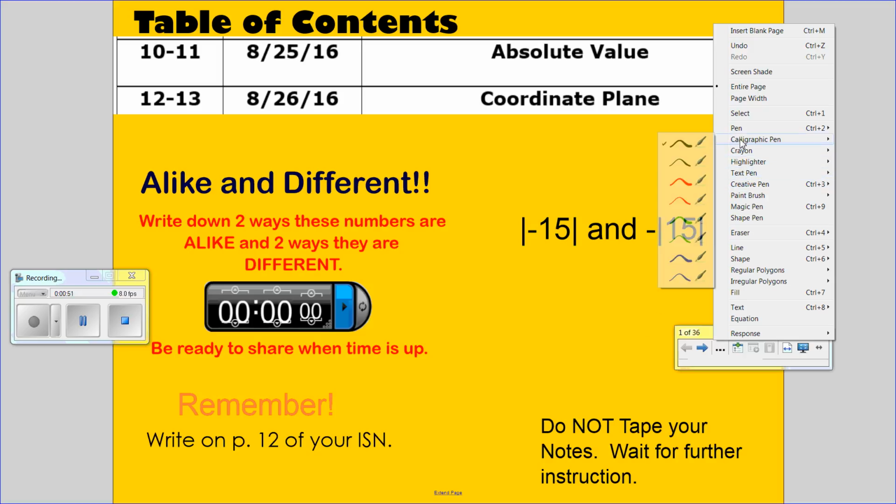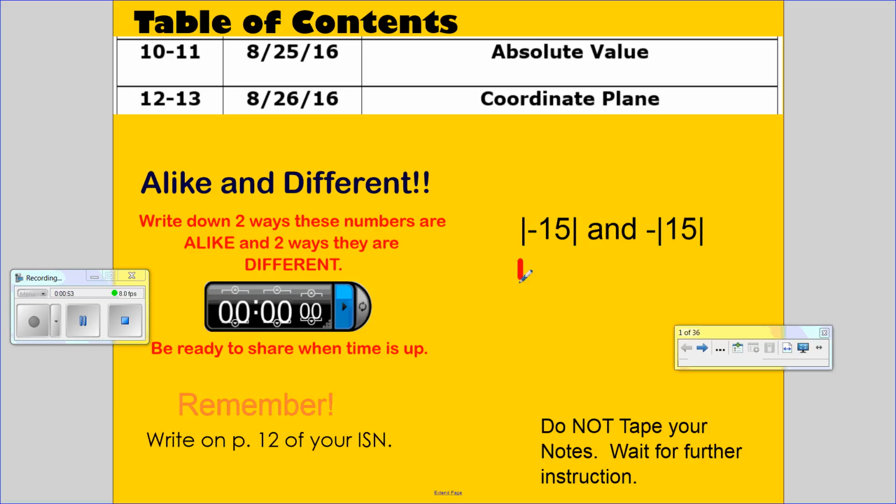So it's 15. How far is 15 from 0? 15 units. But what's the opposite of 15? Negative 15. So they have different values.